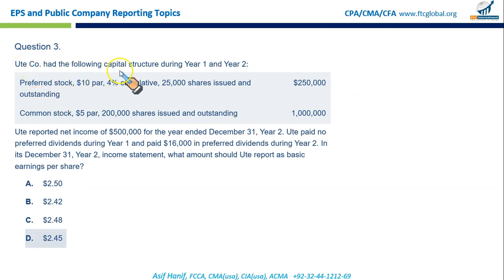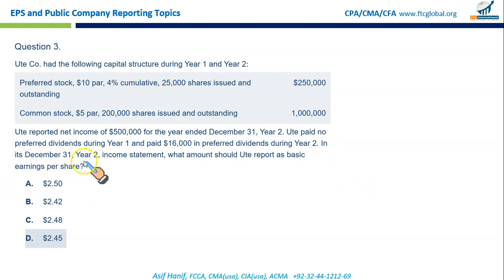UTE Company had the following capital structure during year 1 and year 2. Preferred stock $10 par, 4% cumulative, 25,000 shares issued and outstanding, $250,000. Common stock $5 par, 200,000 shares issued and outstanding, $1 million is the amount, 200,000 times 5. UTE reported net income of $500,000 for the year ended December 31st, year 2. UTE paid no preferred dividend during year 1 and paid $16,000 in preferred dividend during year 2. Okay, remember they are cumulative.